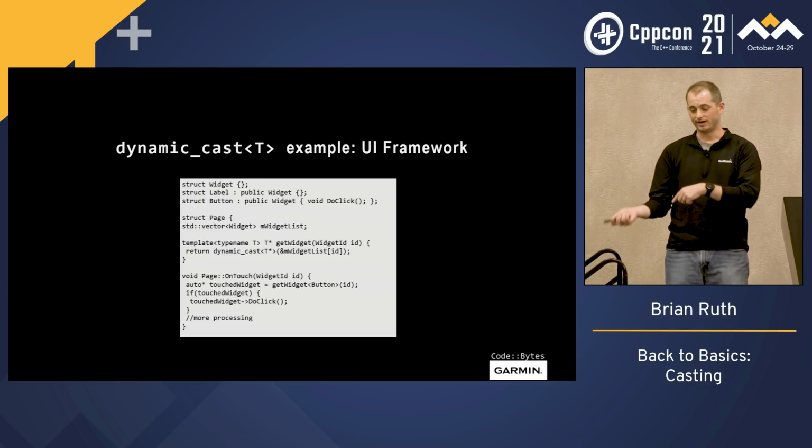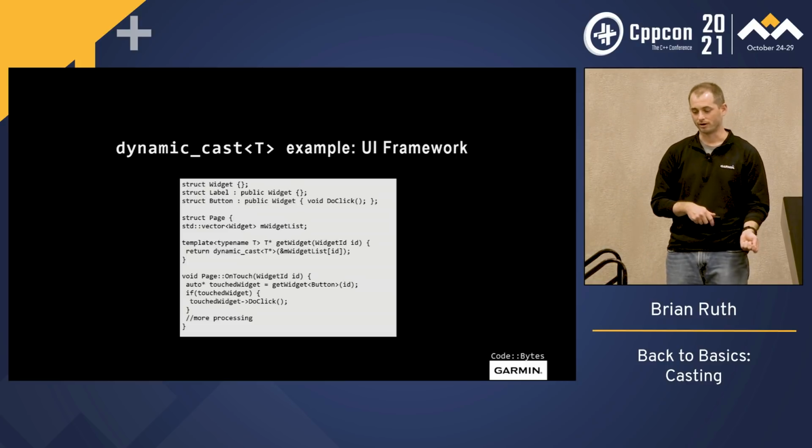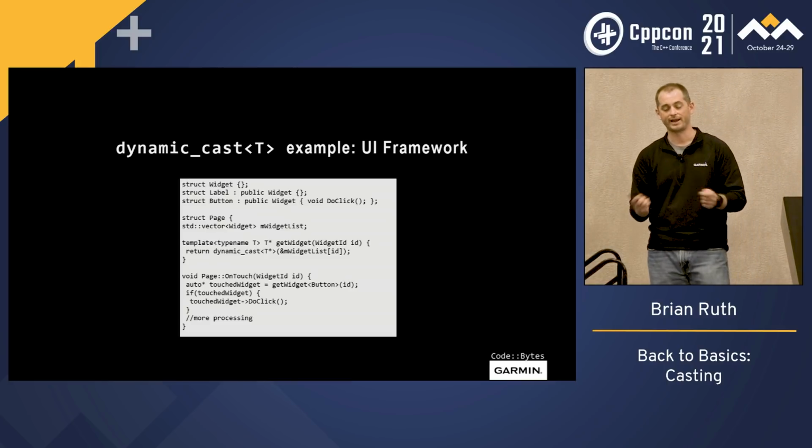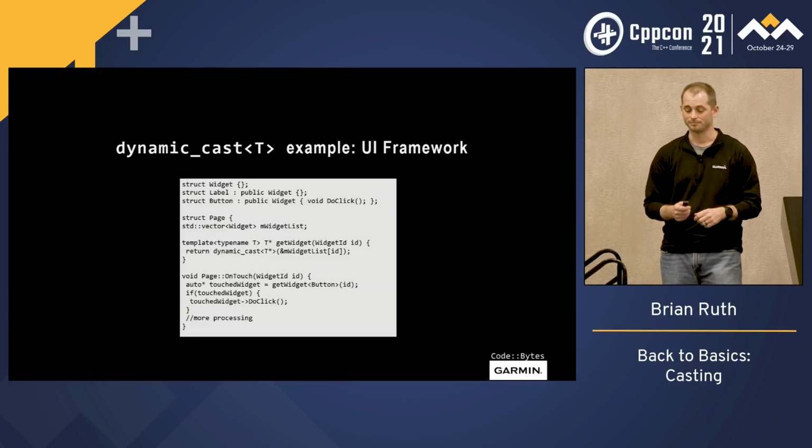So here we can call getWidget and check to see if it's a null pointer. And if it is, then we just don't do anything. But if it isn't, we can call the click. So we can use the dynamic cast here to navigate that hierarchy.